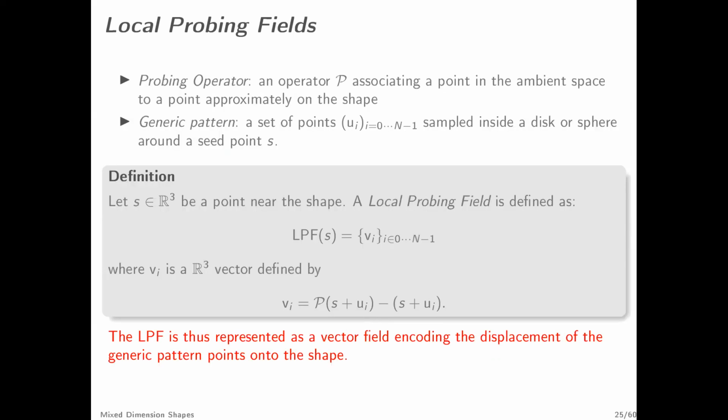What's important to understand here is that the only thing you'll need is an operator which will attach a point to a point on the surface. So for a point in the ambient space, so the R3 space, it says to which point on the shape it would be closest. And what we used is basically a nearest point projection.